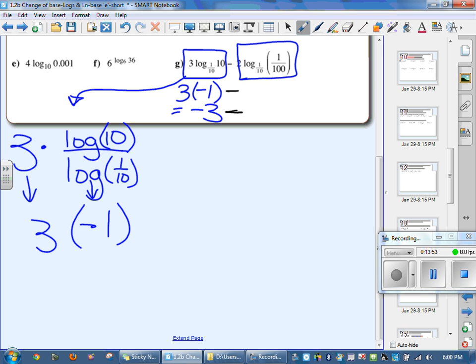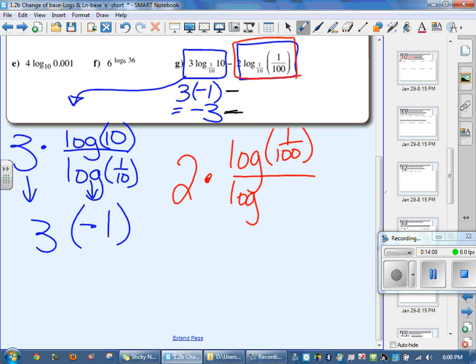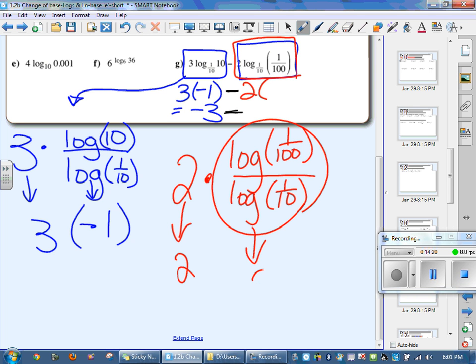So this right-hand side, we've got 2 timesing by log of 1 over 100 dividing by log of 1/10. We're going to solve the log part, times the answer by 2. So I'm going to get the 2, and this becomes 2, the answer of all this log stuff. So I'm going to take my 2 times 2, and I'm going to get a 4.